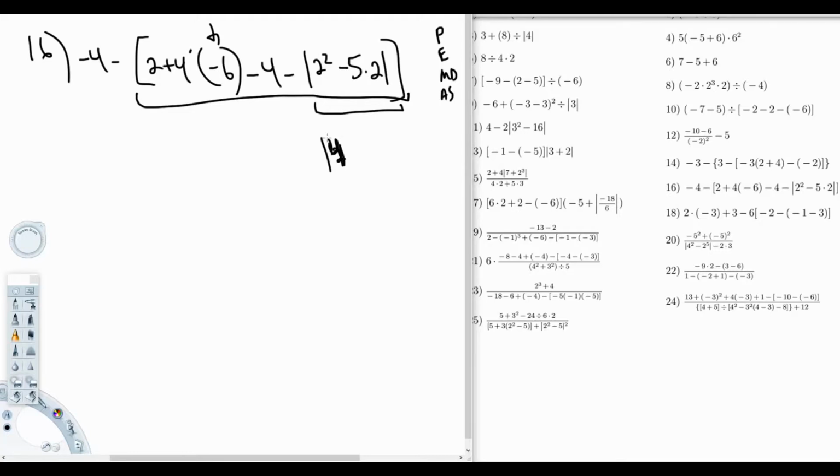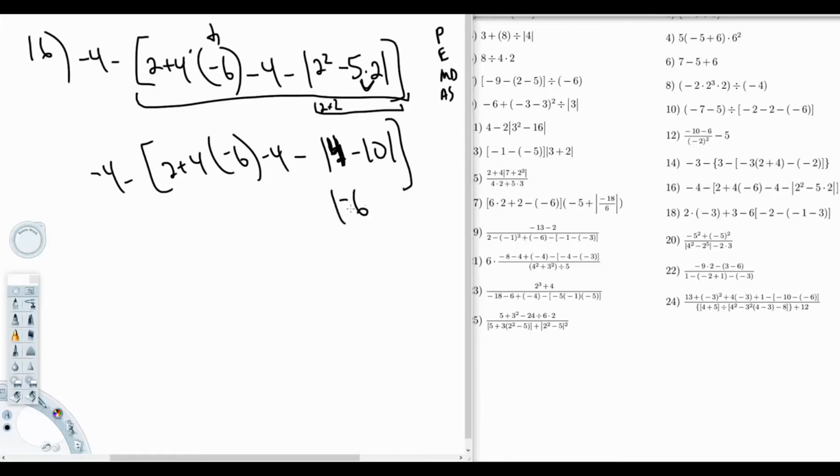2 squared equals 4, right? It's 2 times 2. Minus, and here's a multiplication here. So we have to do that first. Minus 10, right? Minus 5 times 2 equals 10. That was my mistake. Sorry, folks. So minus 4 minus 2 plus 4 times minus 6 minus 4 minus, okay. So if we do 4 minus 10, we get minus 6. That is an absolute value. So that's really 6. So minus 4 minus 6 equals minus 10.